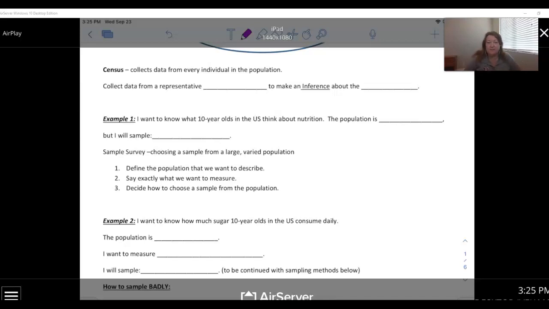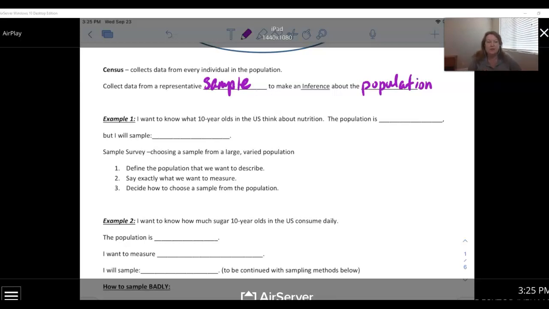Okay, so a sample is data collected from a representative sample to make an inference about the population. That is our goal. A census is not doing that. It's not taking a sample. We actually know what everything looks like.